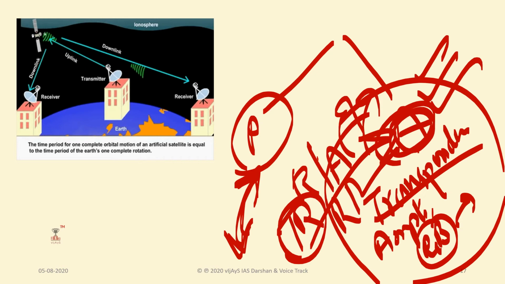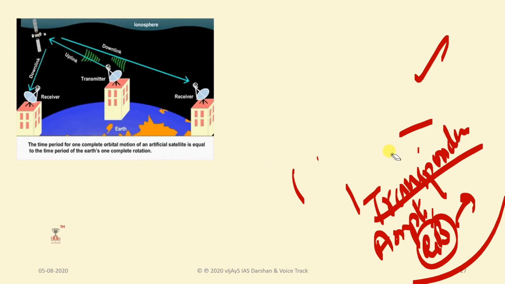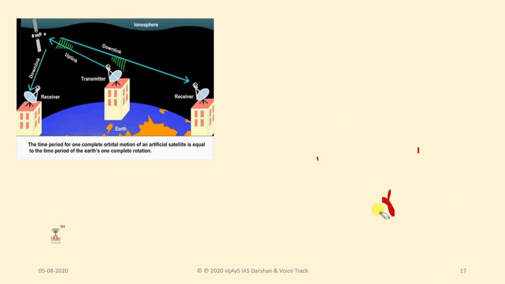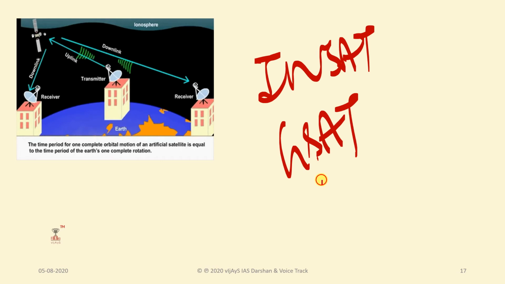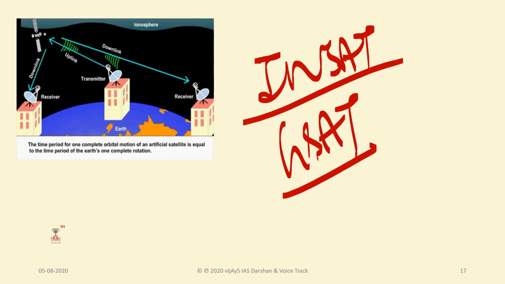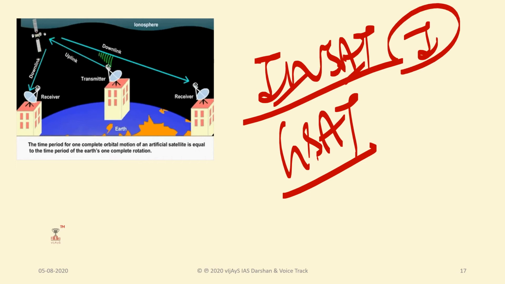And communication satellites, if we discuss India, how many are there? Usually two series are there: the INSAT series and the GSAT series. INSAT means Indian National Satellites. So next, the next type is navigation satellites.